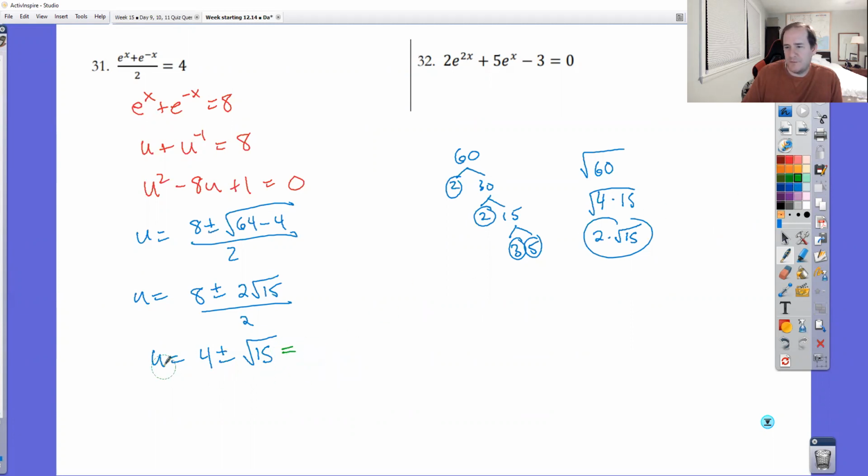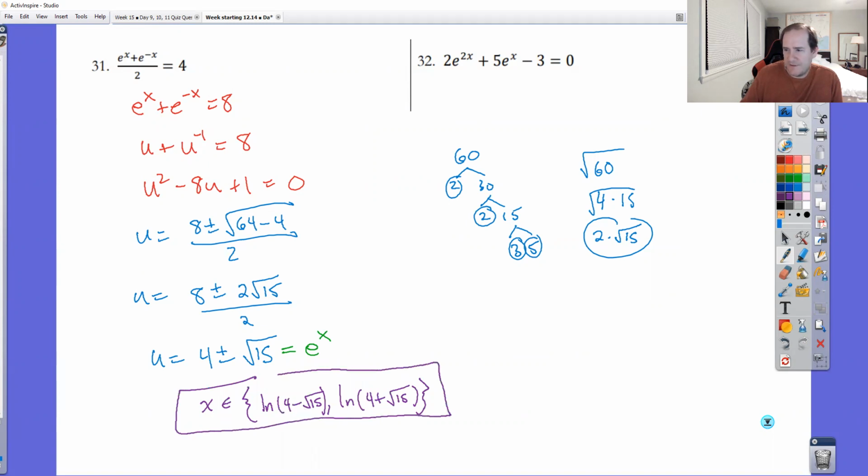By the way, what are the valid answers? Well, this time it's e to the x. Everything before was a log with a base of 2. This time we're going to take a log with a base of e, and that means we're going to generate natural logs. I'm going to write my two solutions separately. It's the ln of 4 minus root 15, and then it's also the ln of 4 plus root 15. You don't have to split them. If you just did one expression that contained a plus or minus, that would be fine. I'm just listing them separately to reinforce the idea that this time around we really do have two solutions. Neither one was extraneous.